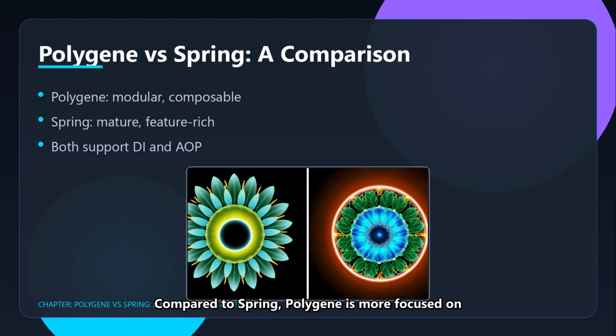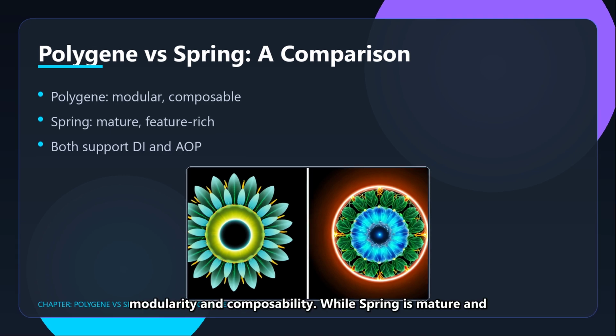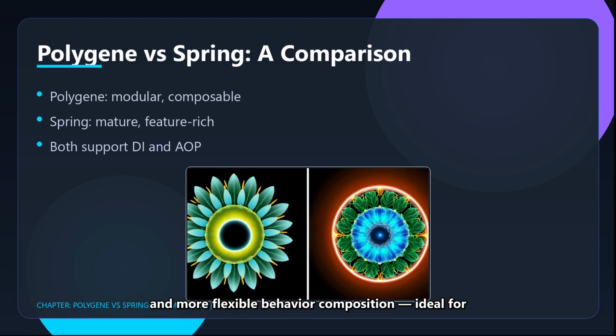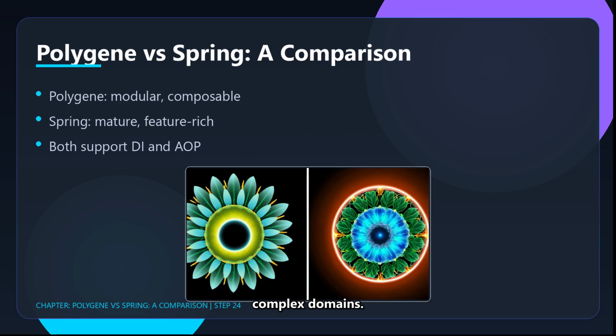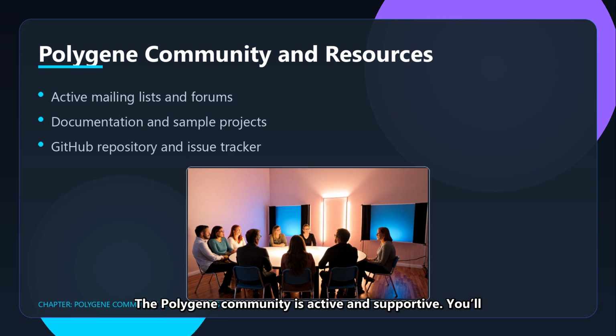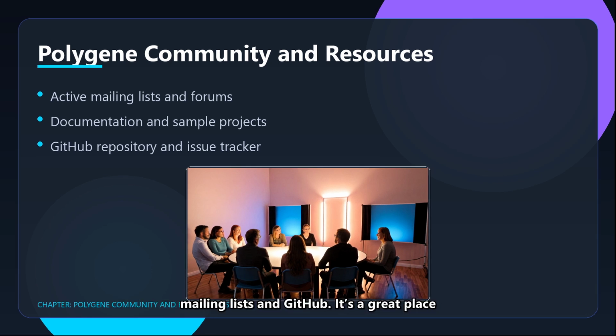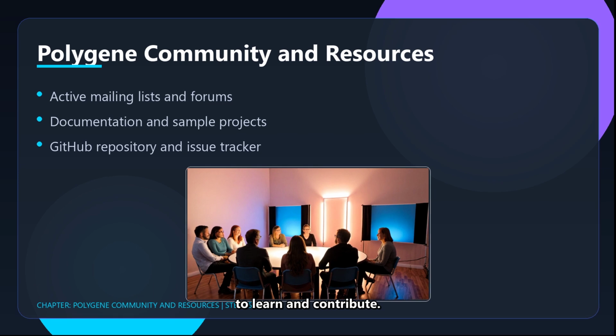Compared to Spring, Polygene is more focused on modularity and composability. While Spring is mature and feature-rich, Polygene offers a cleaner separation of concerns and more flexible behavior composition, ideal for complex domains. The Polygene community is active and supportive. You'll find documentation, sample projects, and active discussions on mailing lists and GitHub. It's a great place to learn and contribute.